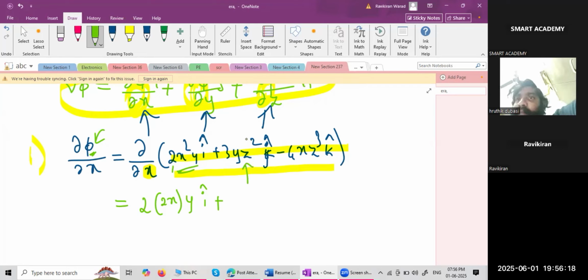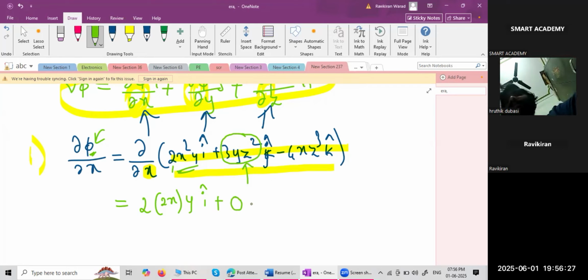Is there an x term here? No. Then it will be assumed as a constant. What is the differentiation of a constant? 0. Done.